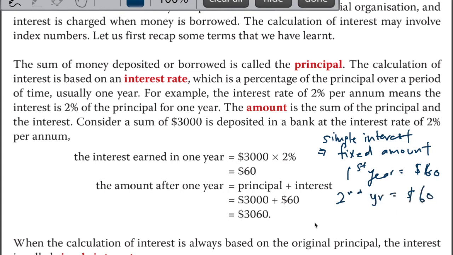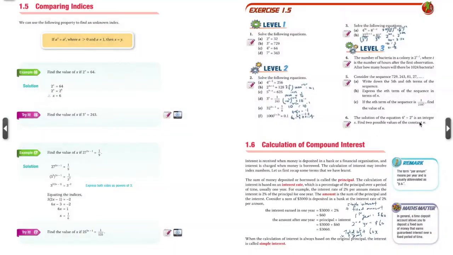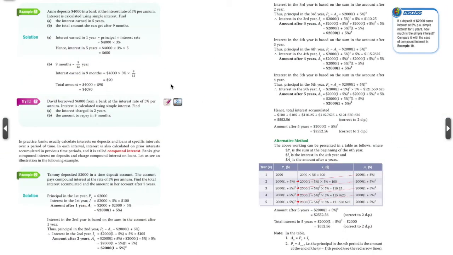So in order to calculate total interest, it will just be 60 times X, where X is the number of years. So after 10 years, the interest that you get is just 60 times 10, which is $600. So the idea of simple interest is pretty easy, it's simple.